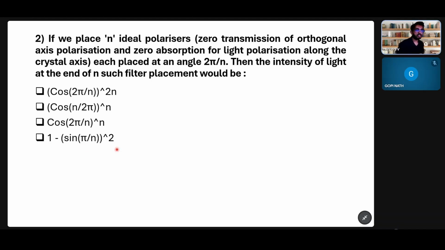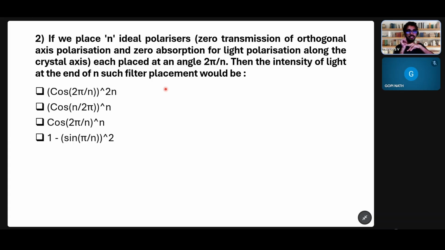Yeah. Okay. So if we place n ideal polarizers, with zero transmission of orthogonal axis polarization and zero absorption for light polarization along the crystal axis, each placed at an angle 2 pi by n, then what would be the intensity of light at the end of n such filter placements? So this is also a pretty easy answer. We know that each filter is placed at a specific angle, and the angle difference between each filter is 2 pi by n.